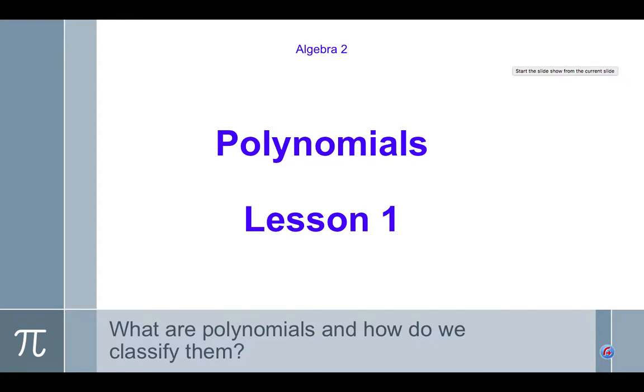All right, welcome to our first lesson on polynomials. This is basically what is a polynomial and how do we classify them, so we can look at them later and talk in terms of math about a polynomial rather than just saying here's some equation. All right, so here's what's going to happen.